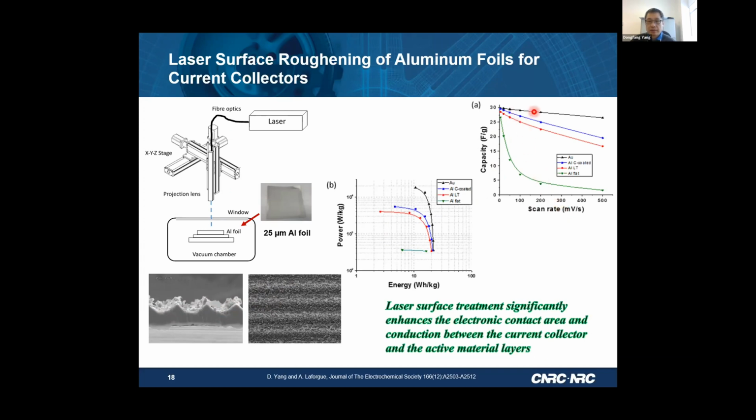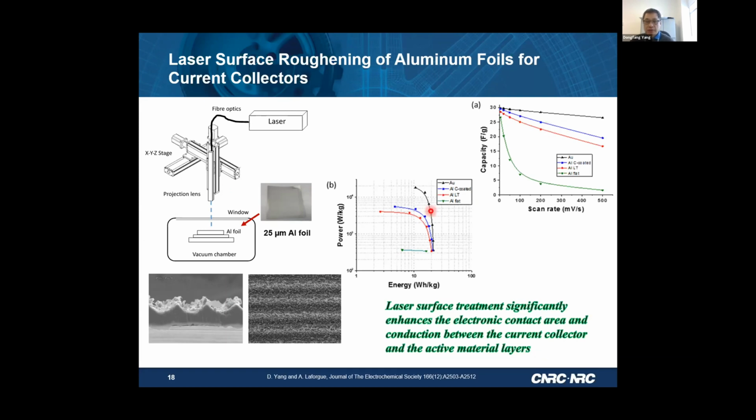But this curve is for pure gold. On gold there's no surface oxide, so gold is an ideal conductor for this supercapacitor device, but gold is too expensive. And this one is a commercial one, the best commercial one. They use a carbon coating to protect aluminum from oxidation and surface oxidation. And this is our laser-treated one. And we can see that we are comparable to the best commercial device.